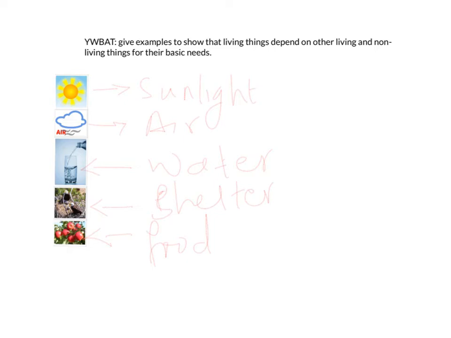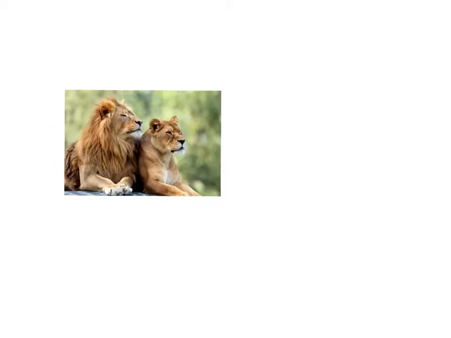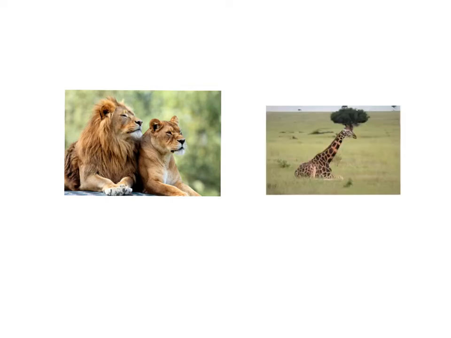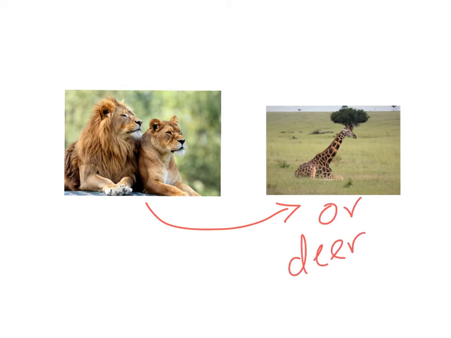But where do we get these things from? Let's see. This is a lion. It's a wild animal. What is its food? It eats other animals like giraffe or deer. So, some animals depend on other animals for their food.